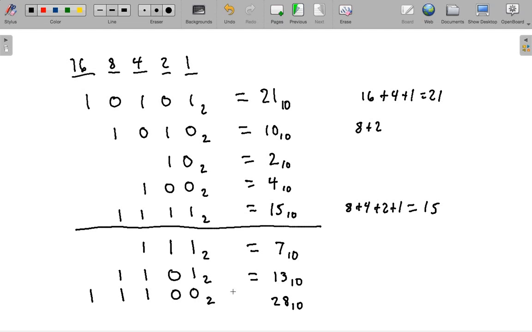So it's 1, 1, 1, 0, 0 base 2. And then the last one would be, let's say, 31 base 10. 16, yes. And an 8, 24, 28, plus 2 is 30, and I still need that 1. So it's 1, 1, 1, 1, 1 base 2. There you go.